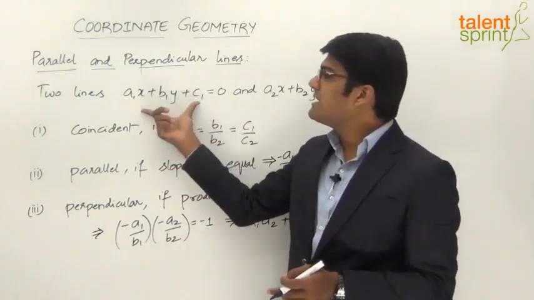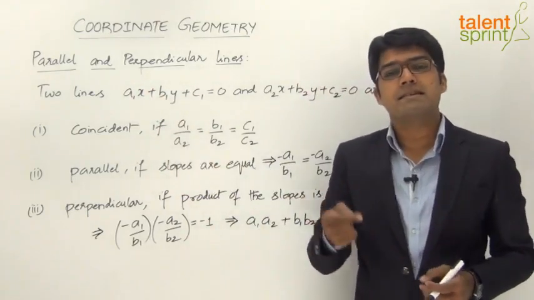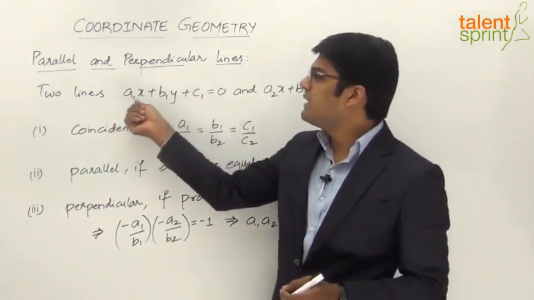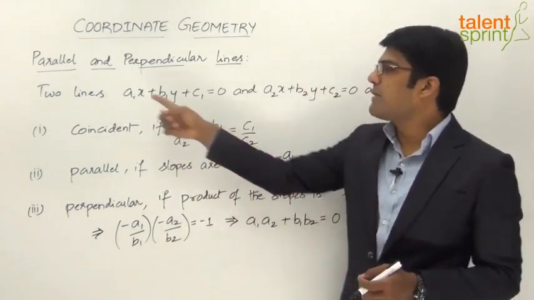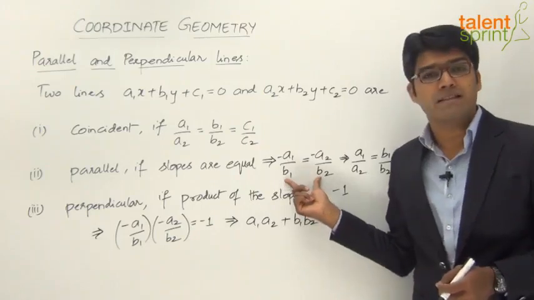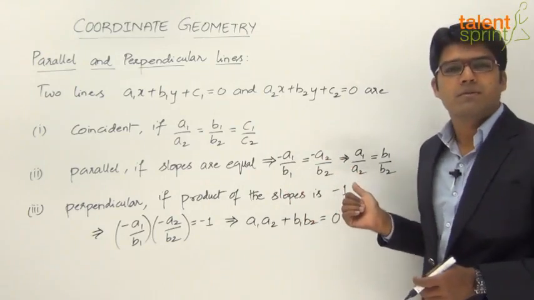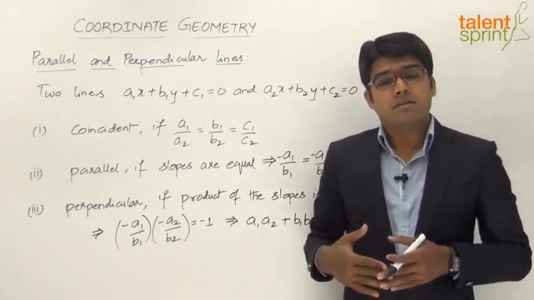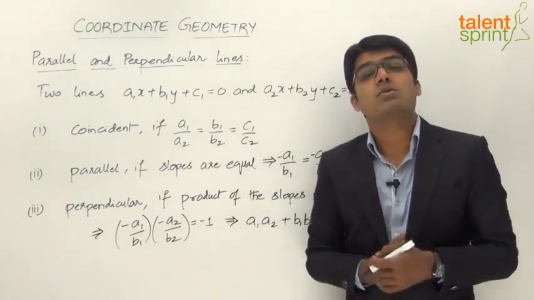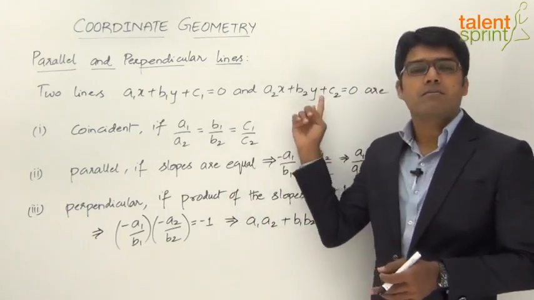Now what is the slope of line number 1? Minus a1 by b1, right? We know that the slope of a line can be taken as minus of the coefficient of x by coefficient of y. So minus a1 by b1. Now slopes have to be equal. So minus a1 by b1 should be equal to minus a2 by b2, which when further simplified gives us a1 by a2 equals to b1 by b2. So simply, if the ratio of the coefficients of x is equal to the ratio of coefficients of y, then we can conclude that the two lines are parallel. And this is when it is given in the general form.